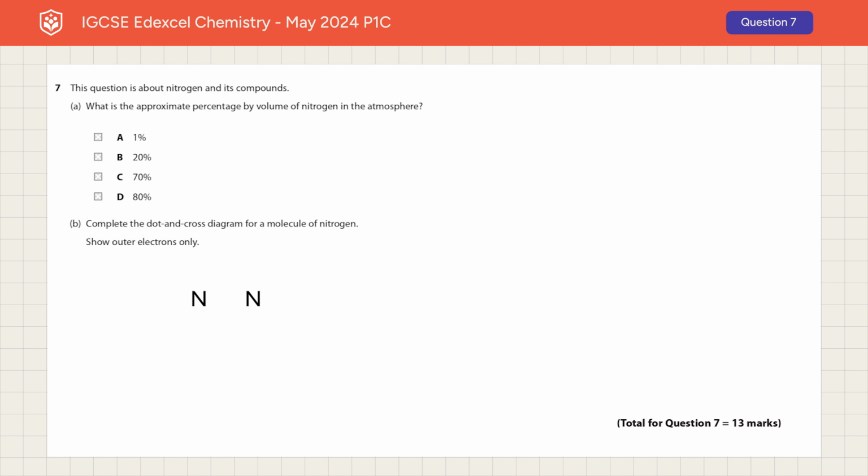Let's move on to question 7 now. First up, a quick fact check. What's the approximate percentage by volume of nitrogen in the atmosphere? If you said a whopping 78% or 80%, you're spot on. That's option D. It's the most abundant gas in our air.